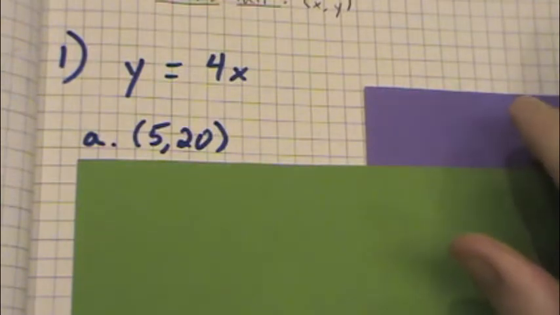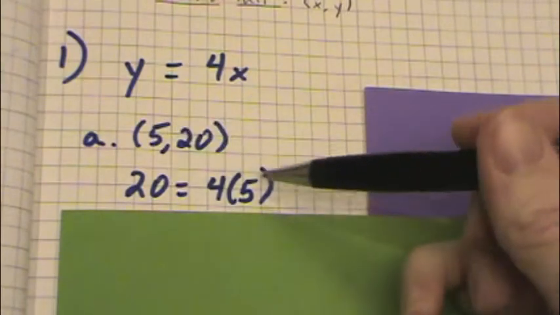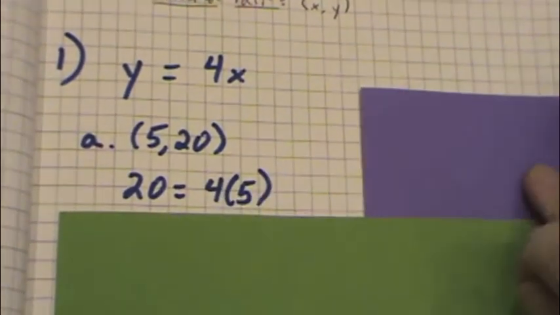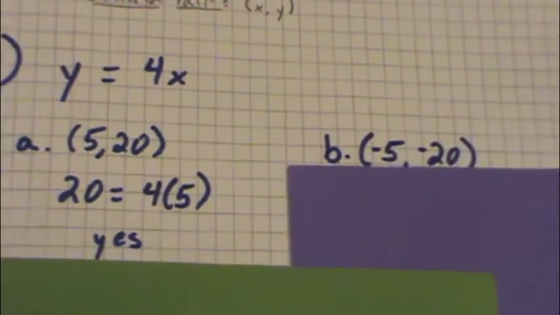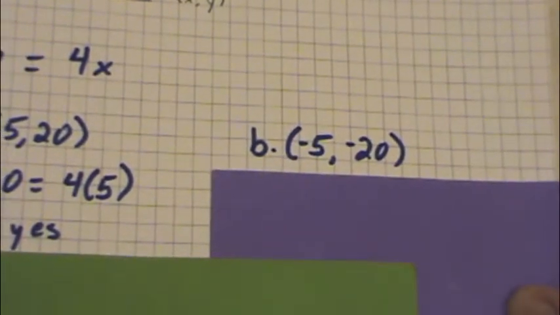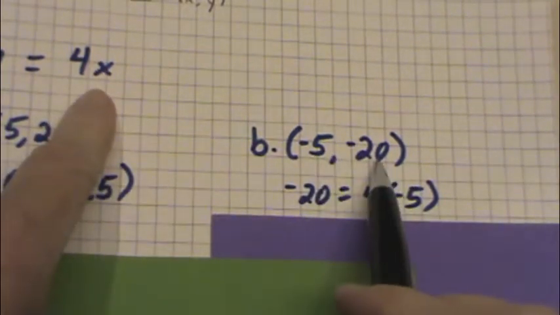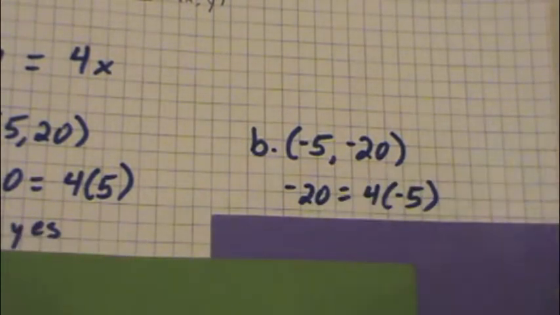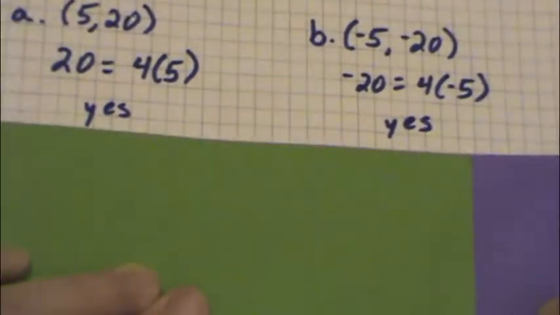So given the possible solution 5 and 20, 5 is your x value, 20 is your y value. Does 20 equal 4 times 5? Yes, it does. Take a look at letter B. What if we use -5 and -20? Well, same thing. -5 is your x value, -20 is your y value. Does -20 equal 4 times -5? Yes, it does.